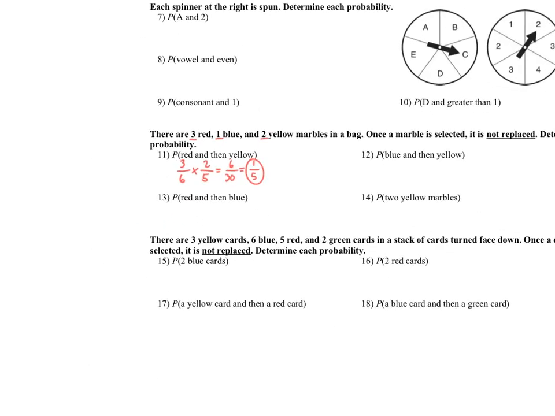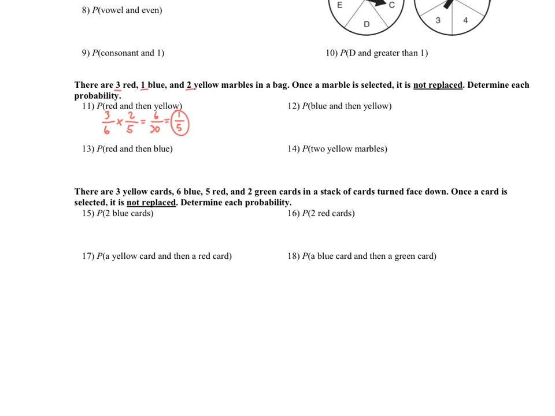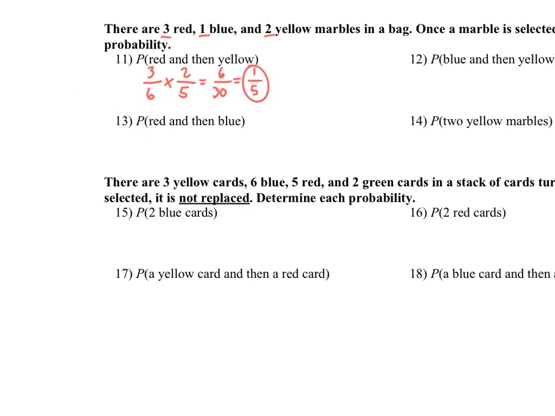A lot of those are going to look very similar to that. And I'll do one of these for you as well. So it says there are 3 yellow cards, 6 blue, 5 red, and 2 green cards in a stack of cards turned face down. Once a card is selected, it is not replaced. Determine the probability. So again, we need to find out how many cards altogether. So we've got 3, 6 is 9, plus 5 more is 14, 15, 16. So we have 16 cards total. So our first probability is going to be something out of 16.